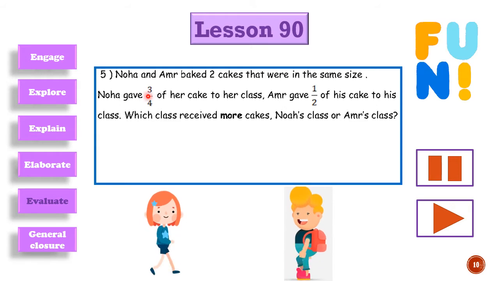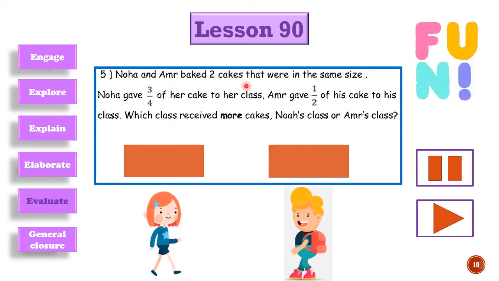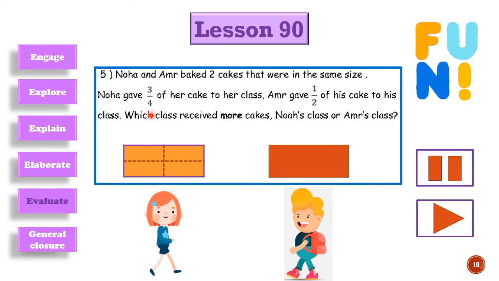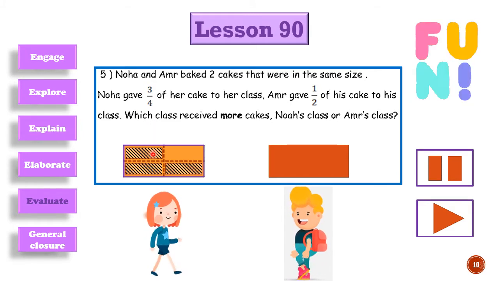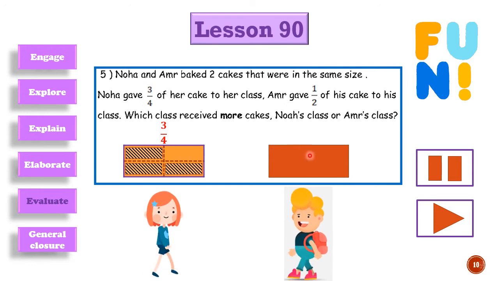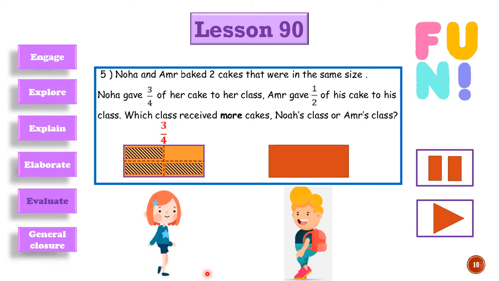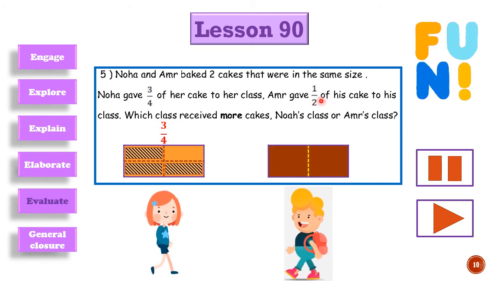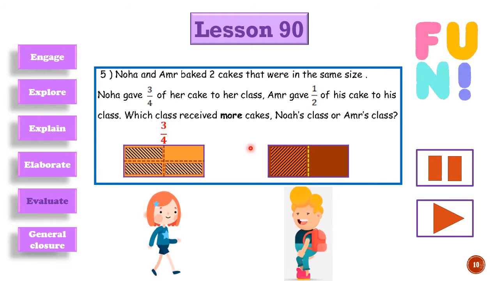Here we have Noha and Amr baked 2 cakes, like this, that were the same size. Noha gave 3/4 of her cake to her class. Then she divided her cake into how many parts? Yes, 4 parts. And she gave 3 parts out of 4, like this. Then this fraction is called 3/4. Amr gave half of his cake to his class. Then he divided his cake into how many parts? Yes, 2 parts. He gave only 1 part out of 2 to his class. Then this fraction is called half.